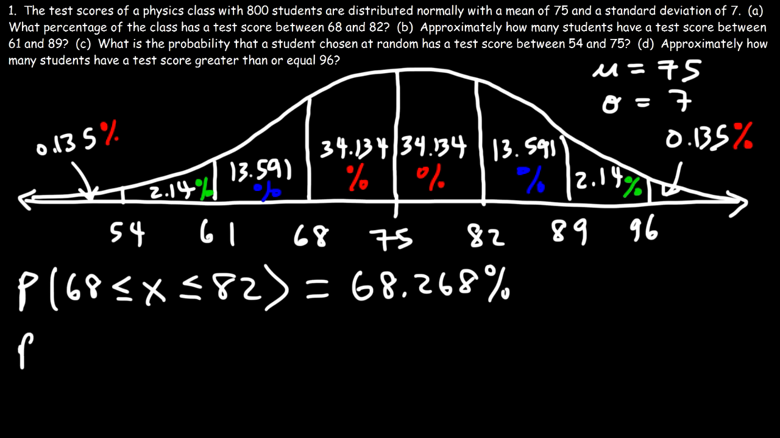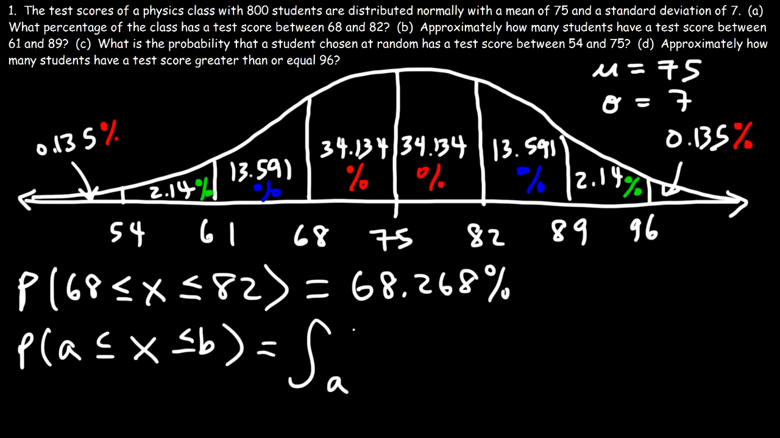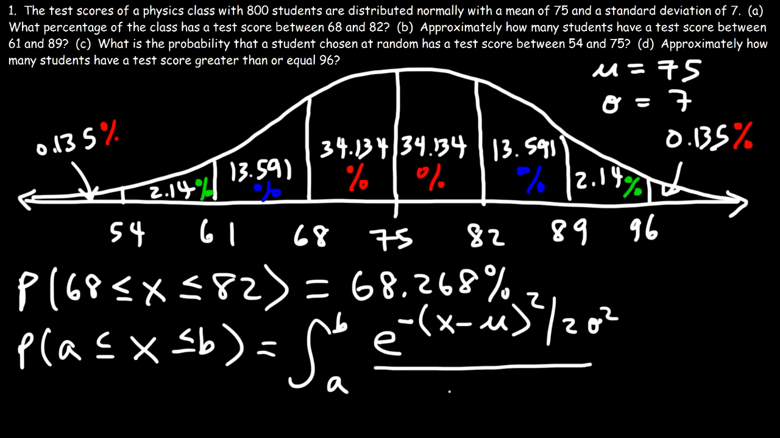So here's the formula that you need. The probability of finding an event between A and B is going to be the definite integral from A to B, e, the inverse of the natural log function, raised to the negative x minus the population mean squared, divided by 2 times the square of sigma, or the standard deviation. And this is all divided by sigma times the square root of 2 pi. And then we have a dx symbol here.